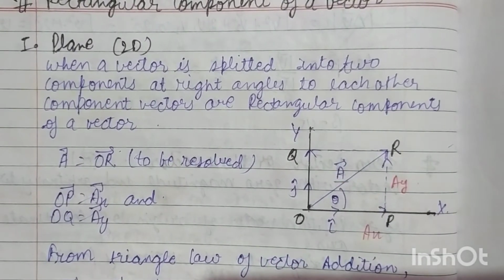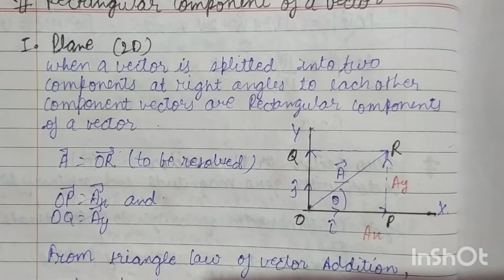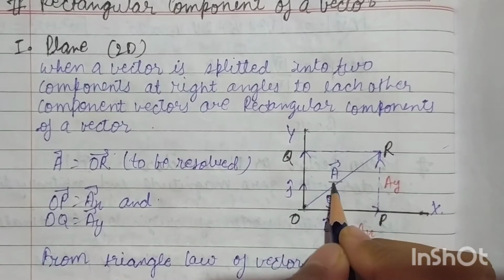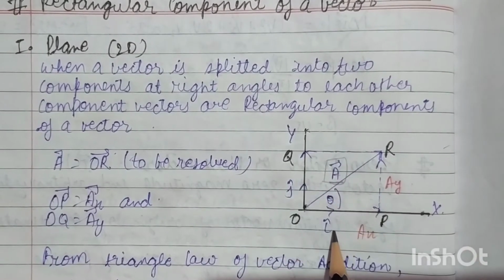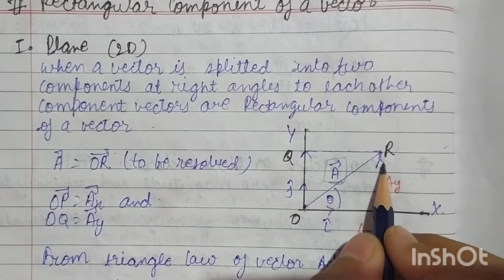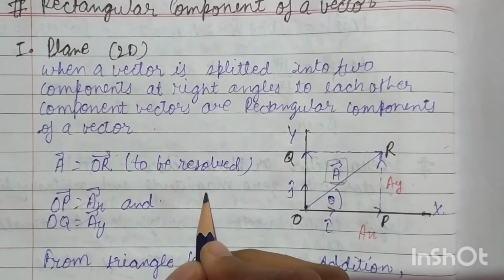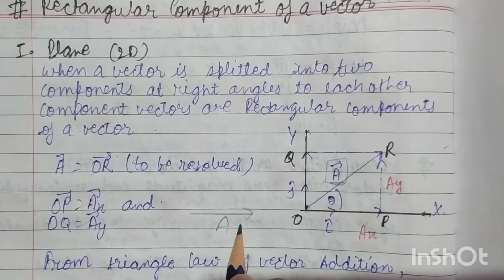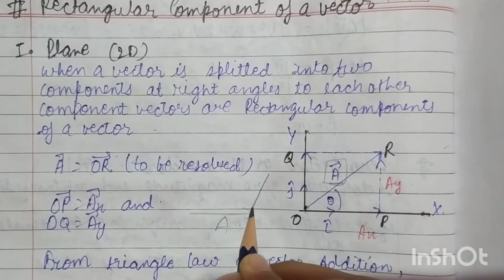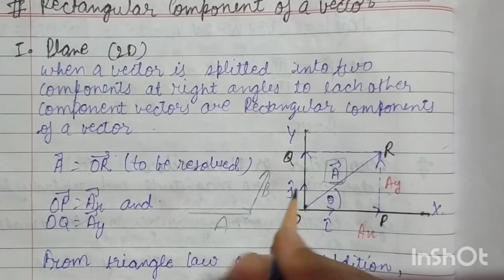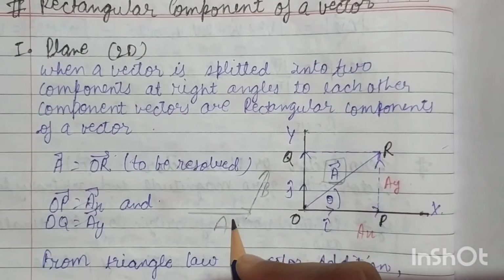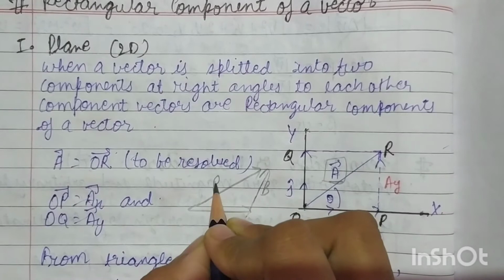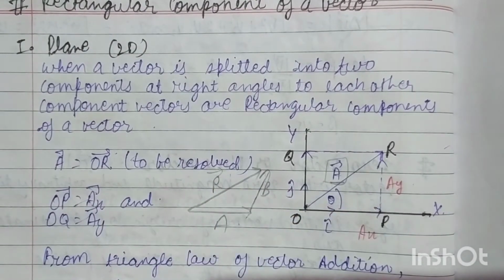Now let us see how we can proceed to resolve this vector. Let us consider this vector BA. We already know from the law of vector addition that when we have two vectors, let us consider this vector A and another vector B, and if we want to add these two vectors, the resultant vector will be this. We already know this by the vector law of addition.